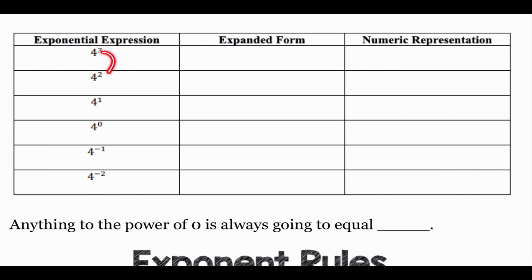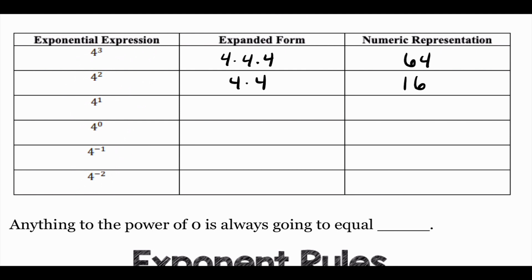The powers are either going down by 1 or going up by 1, depends on how you look. If you go this way, it's going up. There's a pattern. Okay, so 4 to the 3rd. We just did that one. 4 to the 3rd is 4 times 4 times 4, which is 64. Okay. 4 squared means 4 times 4, which is 16.